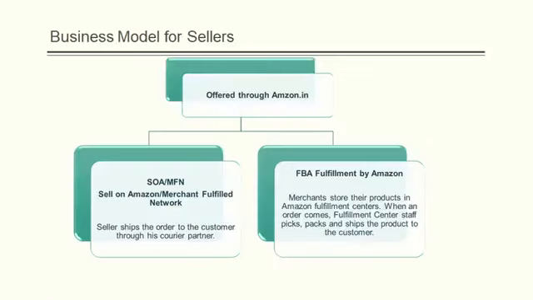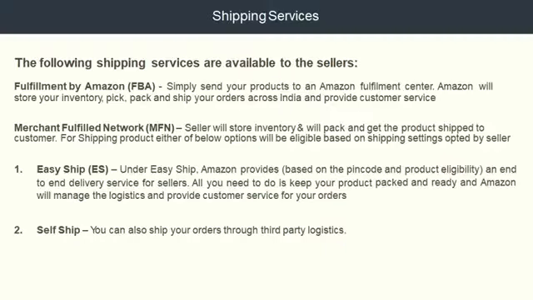So let us understand the two major business models for sellers offered by Amazon. The first one is Merchant Fulfilled Network and the second one is Fulfillment by Amazon. Now what is the difference between the two? In Fulfillment by Amazon, as a seller, you simply send your products to the Amazon Fulfillment Center, and once the order is placed by the customer, the Amazon Fulfillment Center team would pack this particular order and dispatch it to the customer.